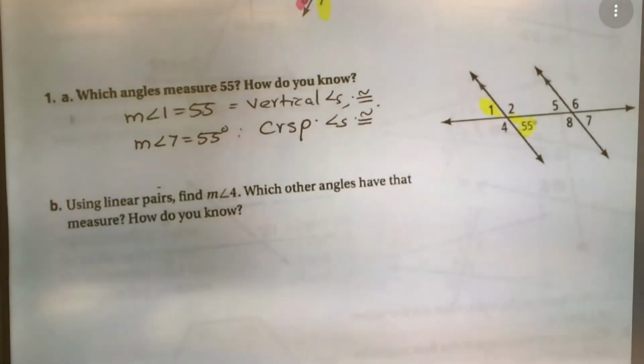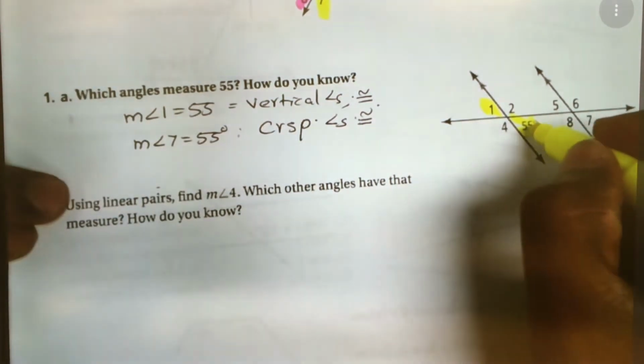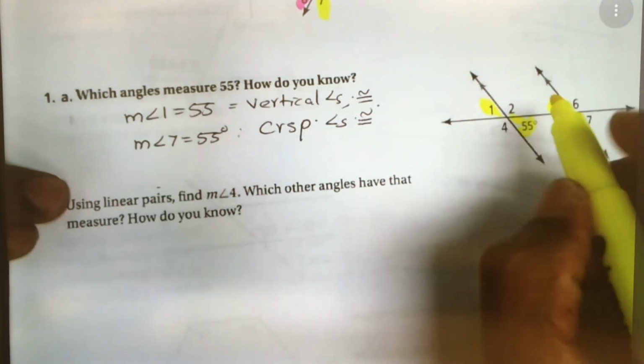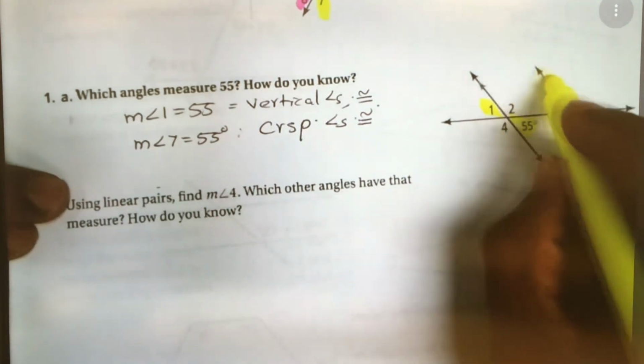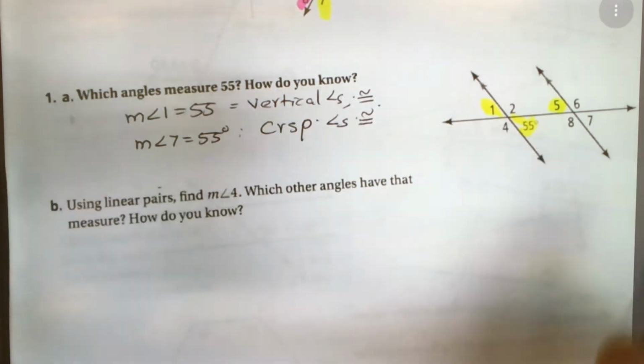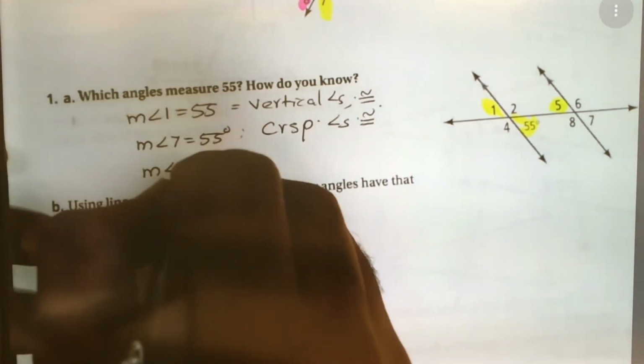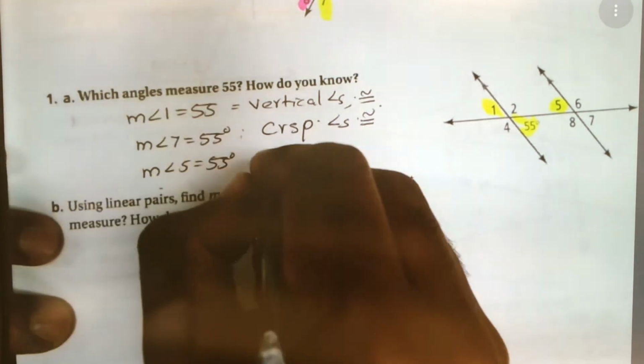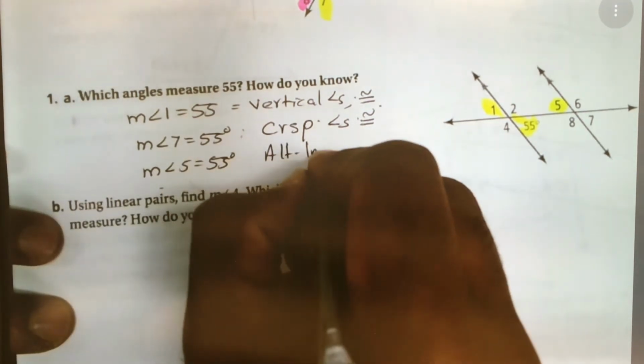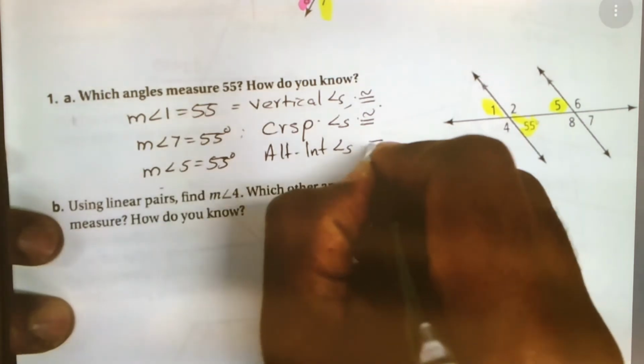The next one is same side interior, supplementary. We need the congruent one, which measures 55 degrees. After that, the alternate interior: the alternate interior of the 55 degree angle is angle 5, because they are on the other side of the transversal and interior to the parallel lines. So angle 5 is also 55 degrees because they are alternate interior angles. They are also congruent.